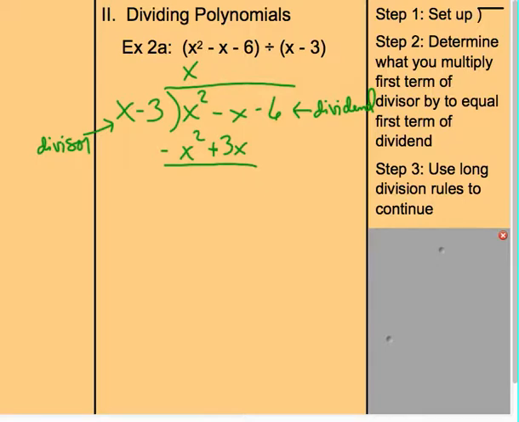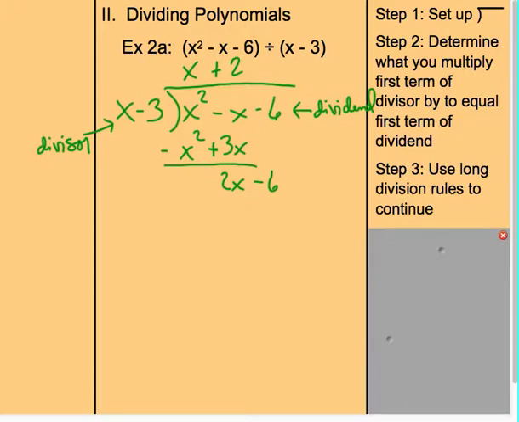So we're going to continue this process over and over. So x squared minus x squared cancels. Negative x plus 3x is 2x. Bring down, in this case, the last term of our dividend. And then again, we're just looking at the first term of that answer, so the 2x. X times what equals 2x, and that's a positive 2. And we take that positive 2 and multiply by everything out front.